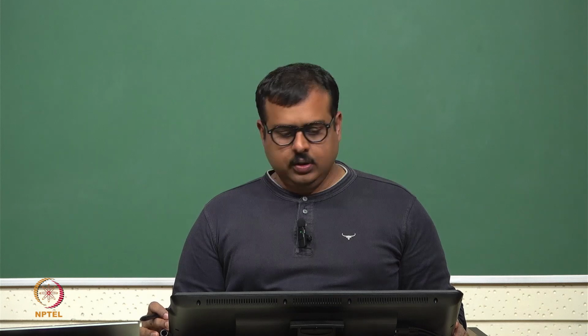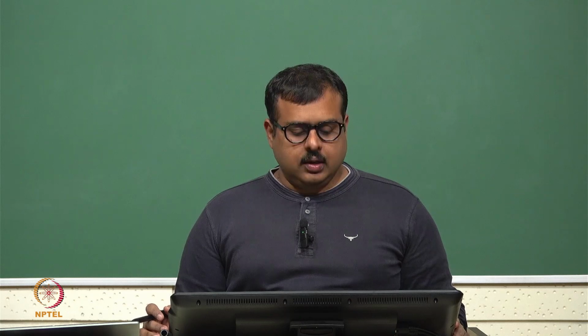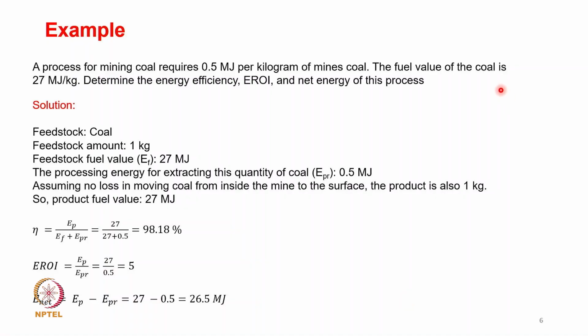Okay, so let's now move on and look at a simple example so that we can compute some of these metrics. A process for mining coal requires 0.5 MJ per kilogram of mined coal. The fuel value of the coal is 27 MJ per kilogram. Determine the energy efficiency, EROI, and net energy for this process. So we know that the feedstock is coal, the feedstock amount is 1 kilogram, and the feedstock fuel value is given as 27 MJ per kg.